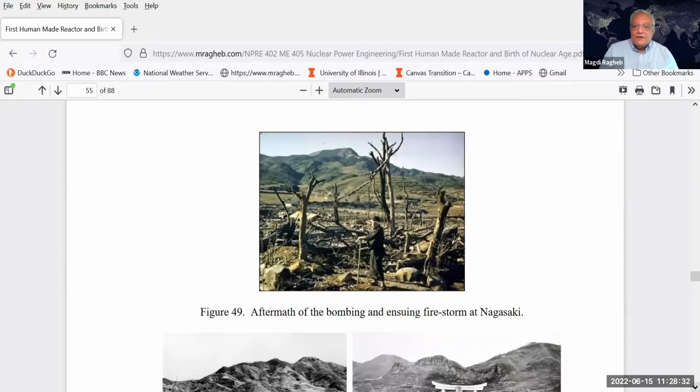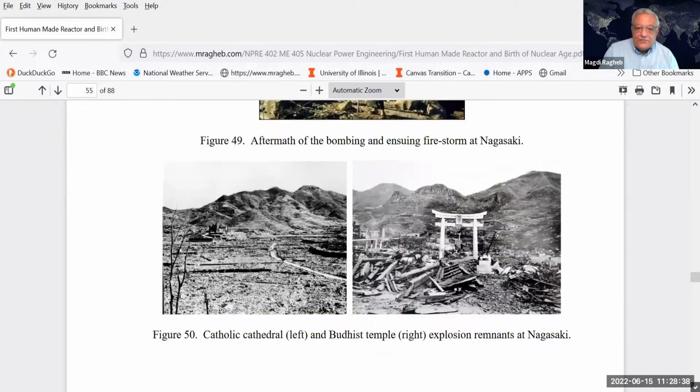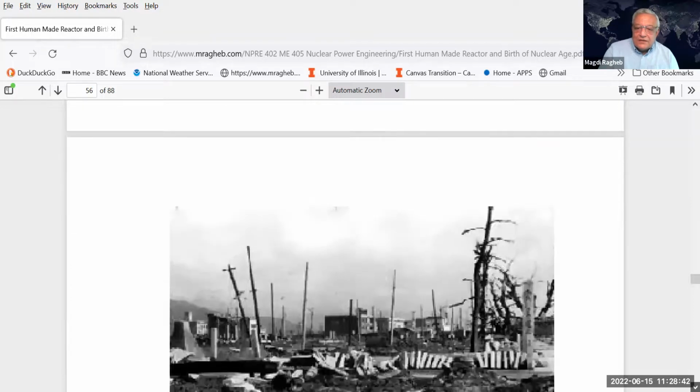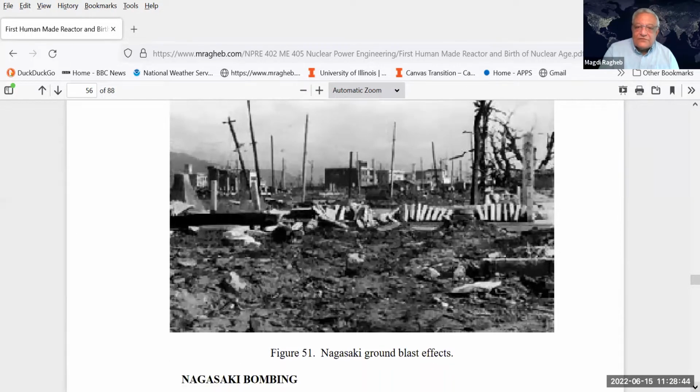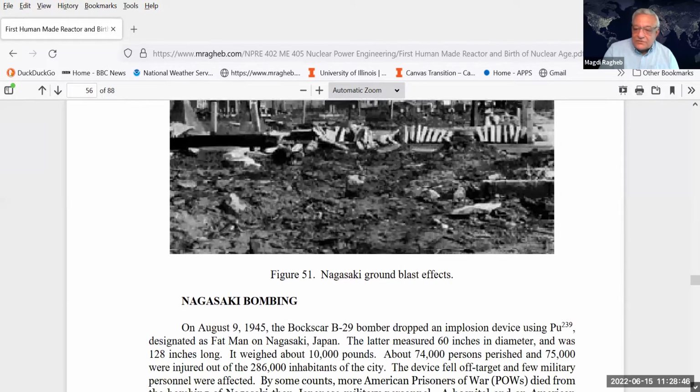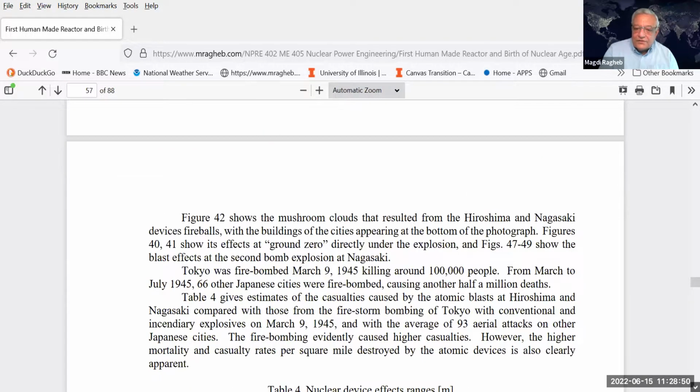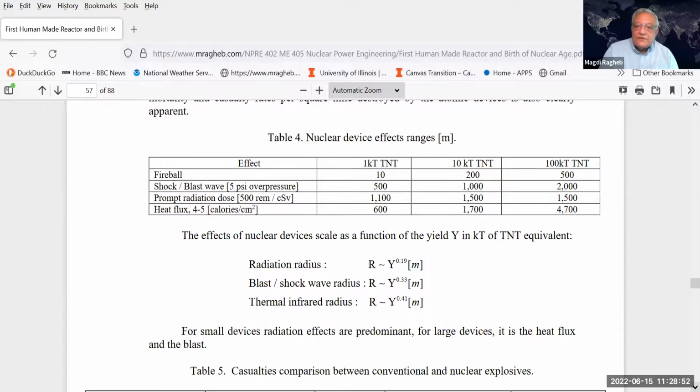Nagasaki had hills around it, so the effects of the explosion were not as significant as the ones on Hiroshima in general. But the devastation from the blast effect was, of course, quite large. And I'll let you read more detail if you wish about the processes.